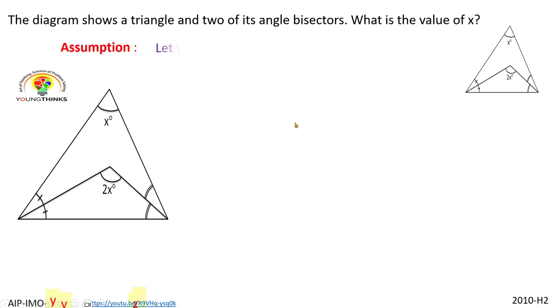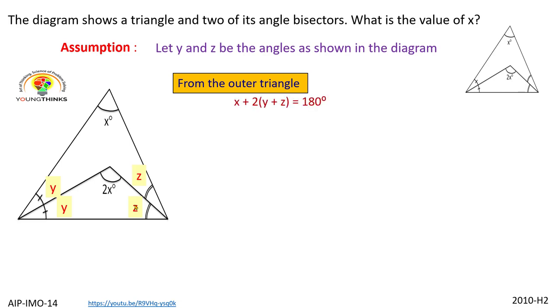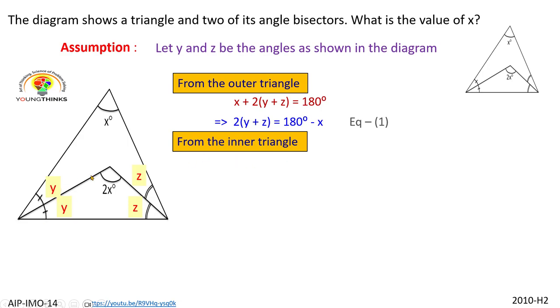Because there are angle bisectors, these two angles are going to be the same value. Let's call them y and y, and let's call these z and z. Looking at the outer triangle, the sum of x plus 2y plus 2z is 180, which gives 2 times (y plus z) is 180 minus x. From the inner triangle, the sum of y, z and 2x is 180, which means y plus z is equal to 180 minus 2x.